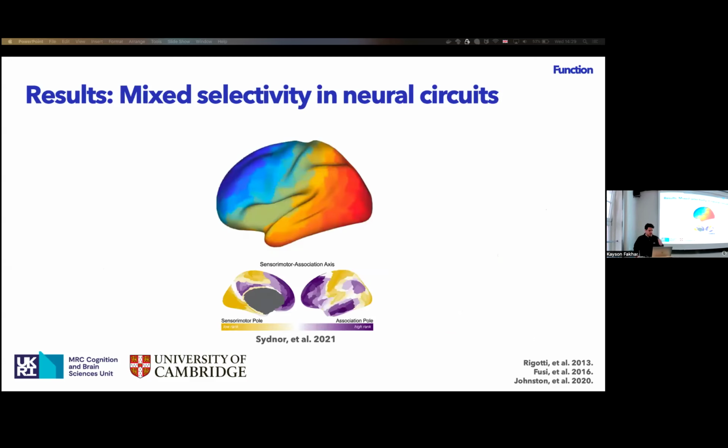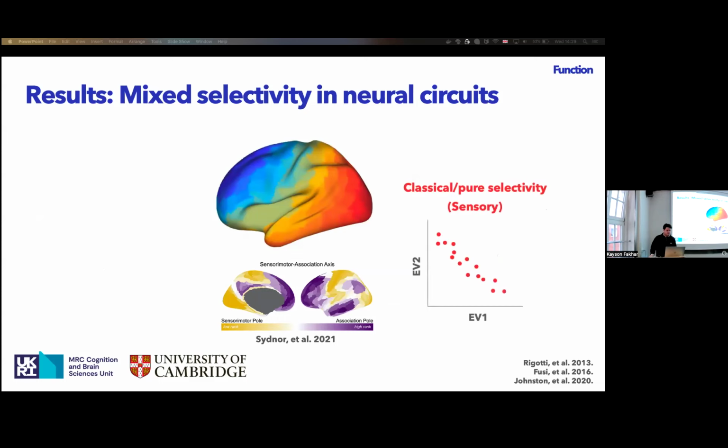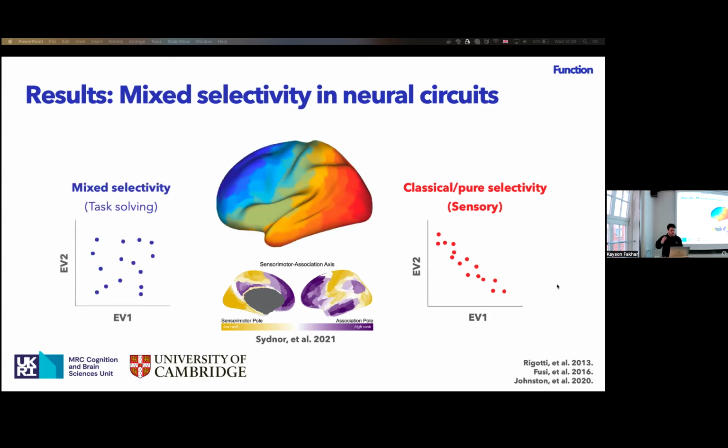Okay, so my collaborator, Yasha, who I'll mention towards the end, is very interested in mixed selectivity. Particularly, the classical notion of selectivity is that, imagine each dot on the scatter plot is a neuron, if the explained variance for one variable, EV1, increases, the explained variance for something else goes down. You know, the classic tuning curve, specialization, grandmother hypothesis notion, as opposed to the idea, with more abstract reasoning, of mixed selectivity.